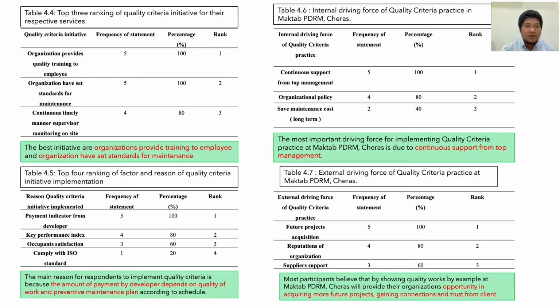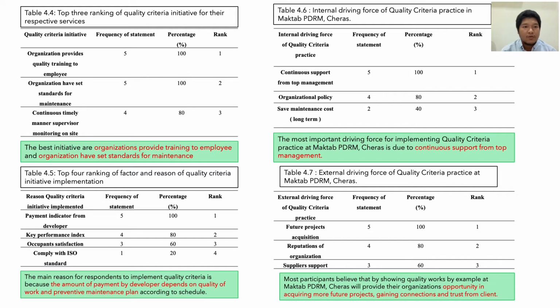So based on the quality criteria initiative that are listed on previous slide, as you can see on table 4.4, it shows top 3 ranking of quality criteria initiative for their respective services, which is number 1, organization should provide quality training to employee. There are 5 participants that agree with this statement. Organization have set standards for maintenance, come to number 2, but still the frequency are the same. And the last one would be continuous timely manner supervisor monitoring on site. That is number 3. So this is the top 3 ranking of quality criteria initiative for their respected services.